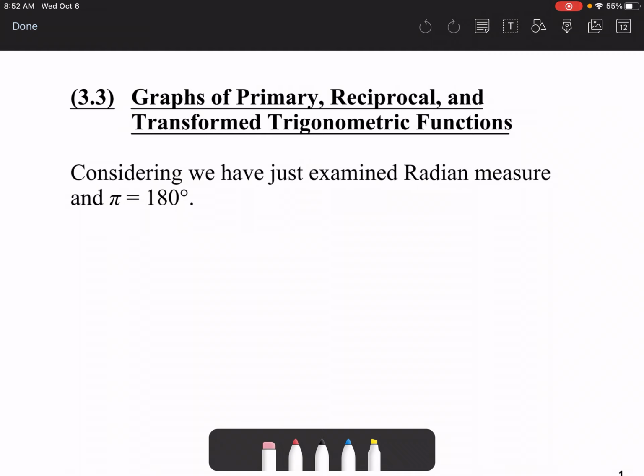First of all, I just want to remind you that the function cosecant of x is the reciprocal of sine of x, 1 over sine of x. And this does not equal sine inverse of x. These are two different functions. Sine inverse of x is sometimes also called arcsine.